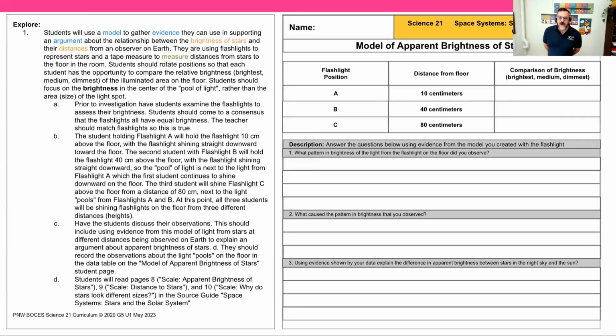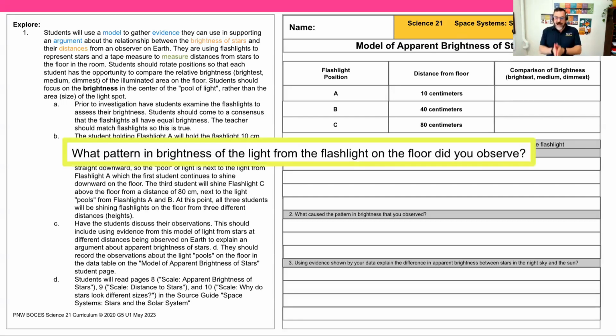Then as they go in, we did an experiment, or an investigation, not an experiment, but an investigation, where we had students using a flashlight and a tape measure at different distances from the floor, and they actually look at the brightness difference between those. So instead of telling the kids it has to do with how far away it is, the kids are actually experiencing it themselves. We want them to start saying, what is the pattern of brightness that you see? And we actually do qualitative: brighter, less bright, medium bright, all those kinds of things that we work through.